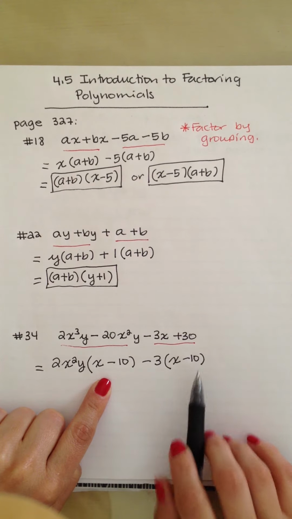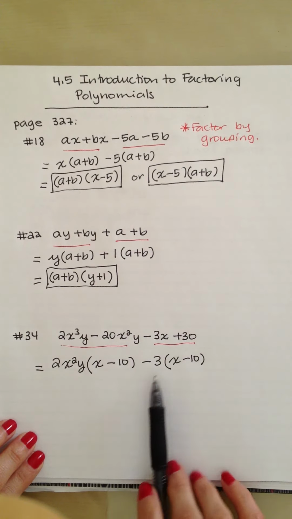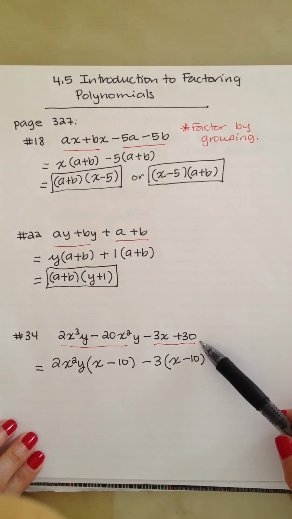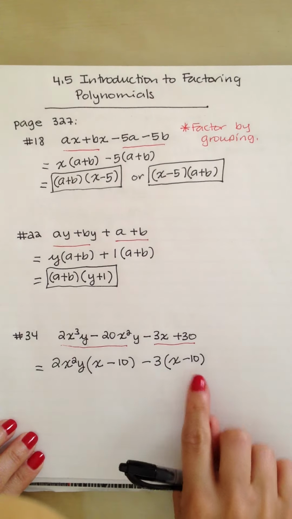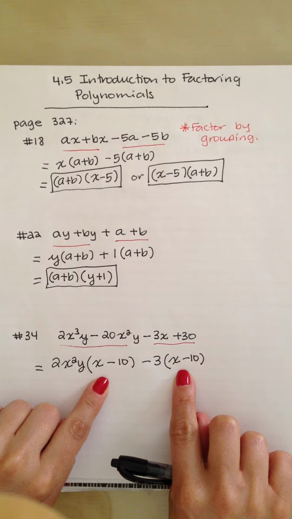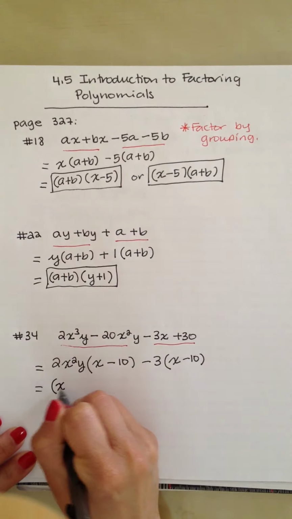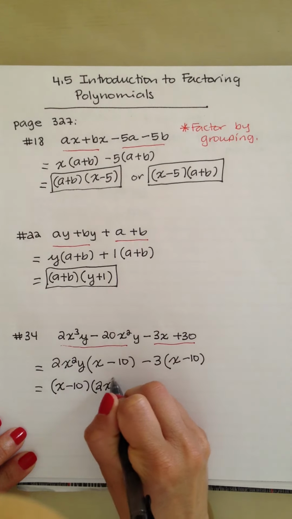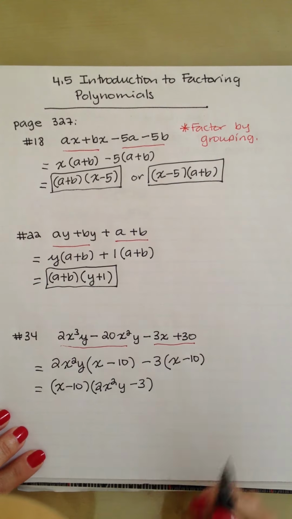Make sure that you understand that the sign here needs to be a negative, because when we distribute -3 back into the parentheses, you have to get -3x plus 30. And so now we have the same terms, same binomial, and so we factor x minus 10 times 2x squared y minus 3. And that would be our final answer.